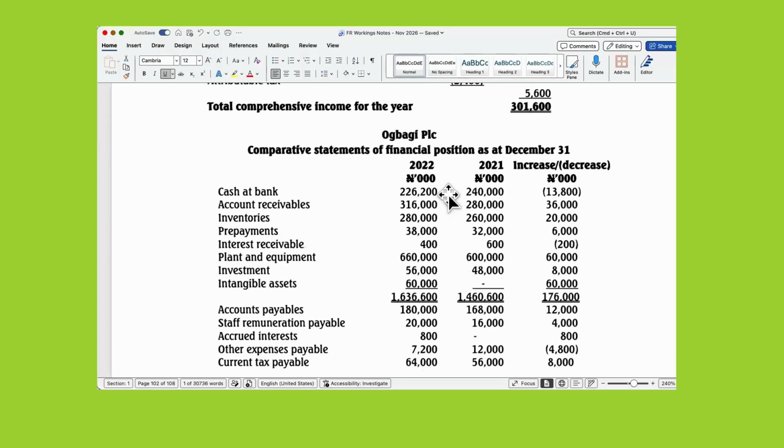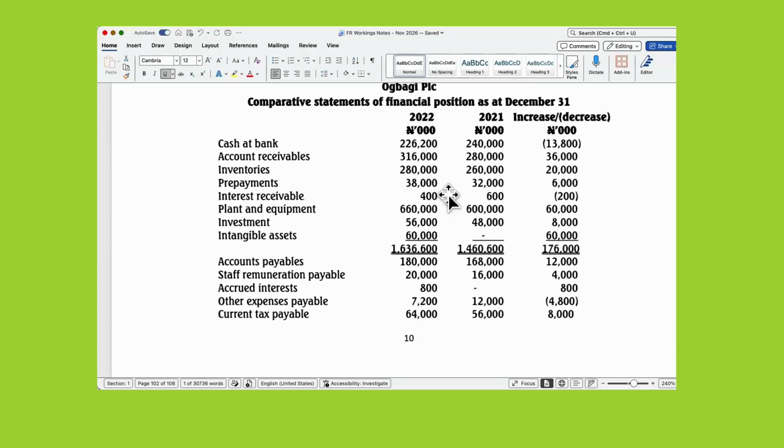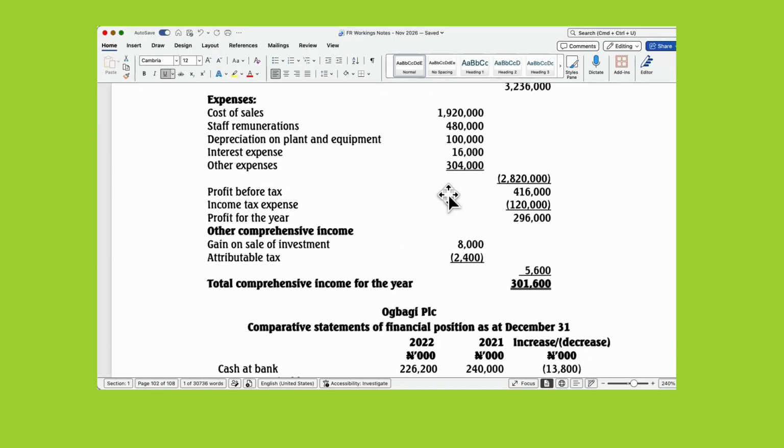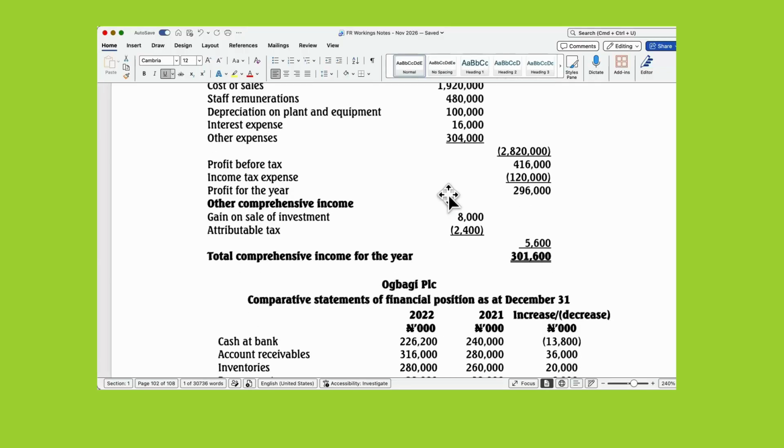But how much is it supposed to increase by really? Because what's my profit for the year? My profit for the year is 296 million. Guys, please, so why did my retained earnings increase by only 96? Where is the 200,000? Who can tell me? Where is the remaining 200,000? Dividend paid. Dividend payment. Fantastic.